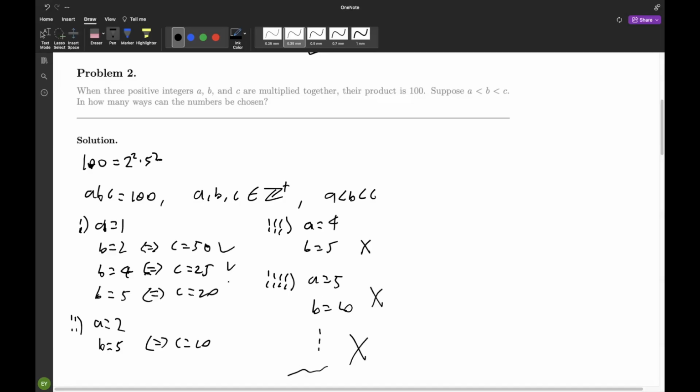So we have 1, 2, 3, and 4. So we have our answer: 4. Did everyone understand? Or do you have any other questions based on the solution?